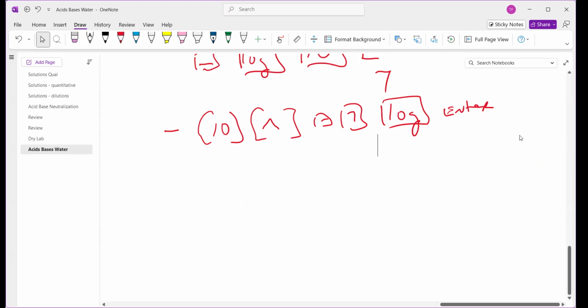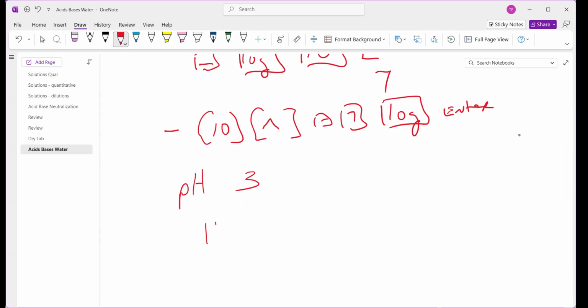Okay, so if I asked you, if we have a pH of 3, what is the hydrogen ion concentration? It would be 10 to the negative 3. Now, in math class, sometimes people say there's no such thing as negative pH. Wrong.